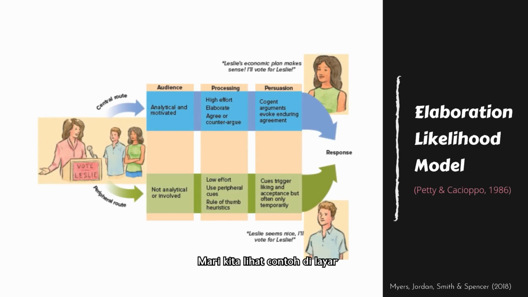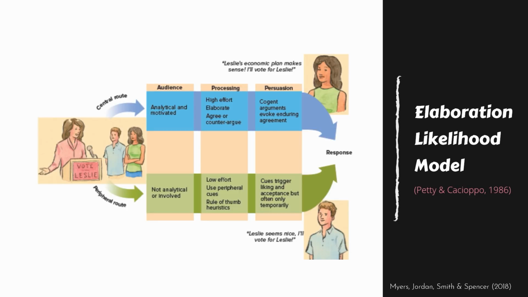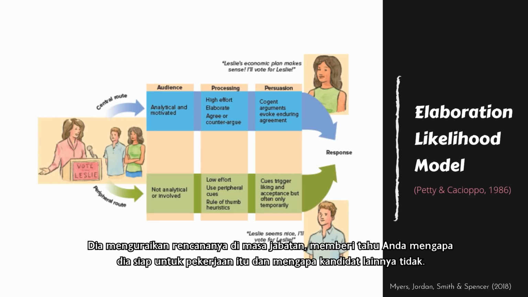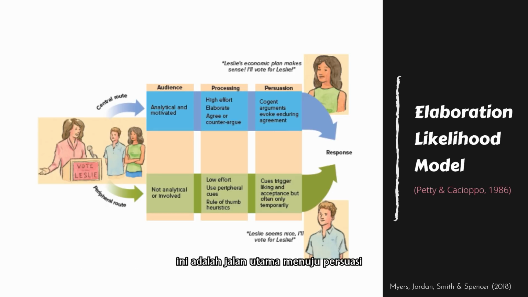Let's look at an example on your screen. A politician named Leslie is seeking to persuade you to vote for her in an election. She elaborates the plans for her term in office, tells you why she is up for the job, and why the other candidate is not. If you are analytical and motivated to pay attention, you will be able to process the information and therefore develop favorability towards her arguments. This is the central route to persuasion.